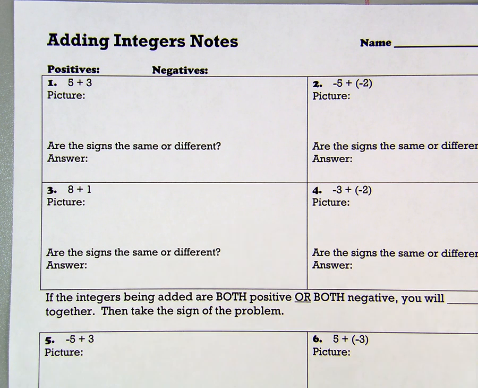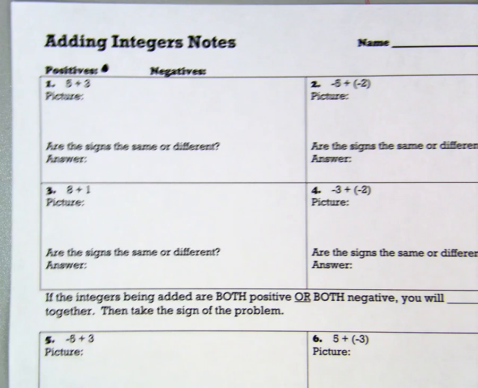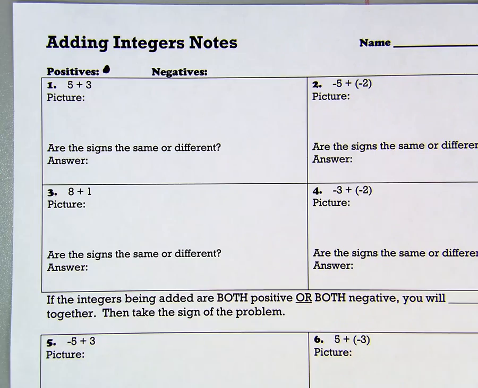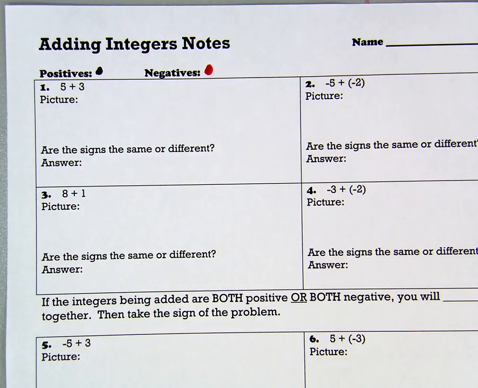One thing I'm going to go ahead and do for my positives, I'm going to always make sure we have, I'm going to use the color black for it. And then for our negatives, we're going to go ahead and use the color red for it. Okay? It's going to allow me to draw some pictures to go along with this.